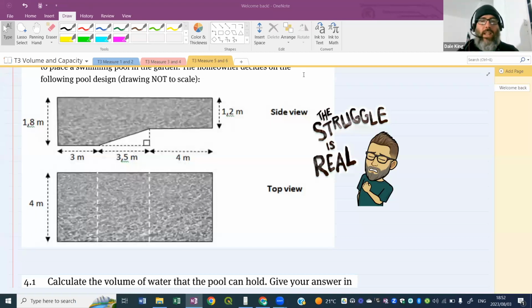All right, try it. There are the dimensions. What's the volume of this pool? Yes, Tando, you're on the right track. Length times breadth times height is for rectangular prisms. There are some rectangular prisms in here, but that's not the only prism.